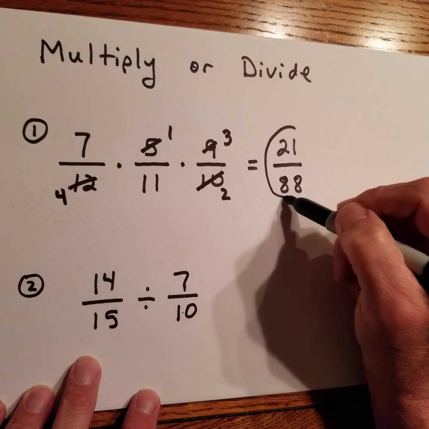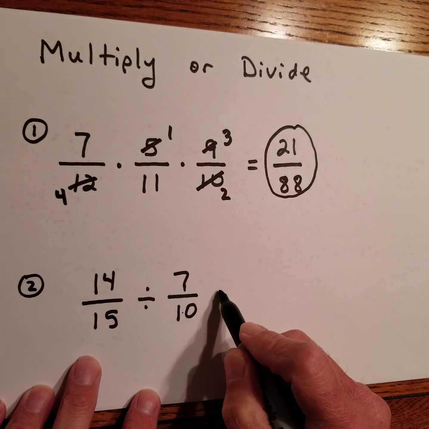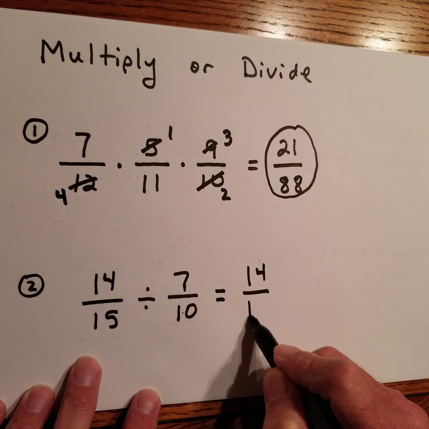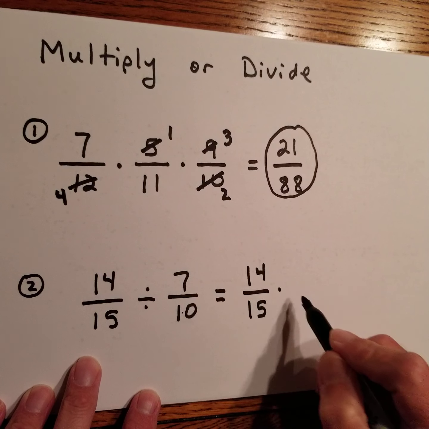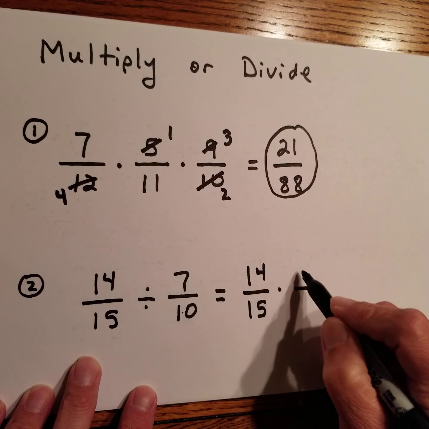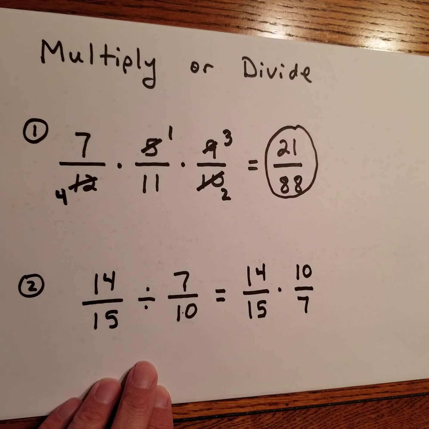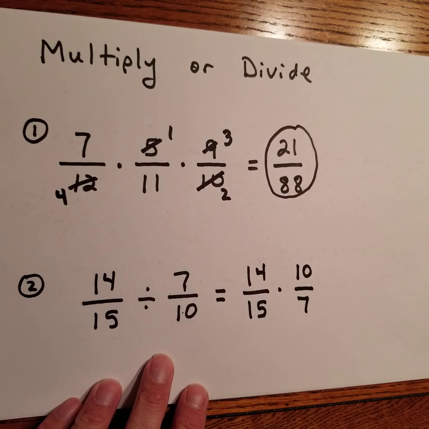For number 2, we'll copy the first fraction, change division to multiplication, and take the reciprocal of the second fraction. Now look to reduce any numerator with any denominator.